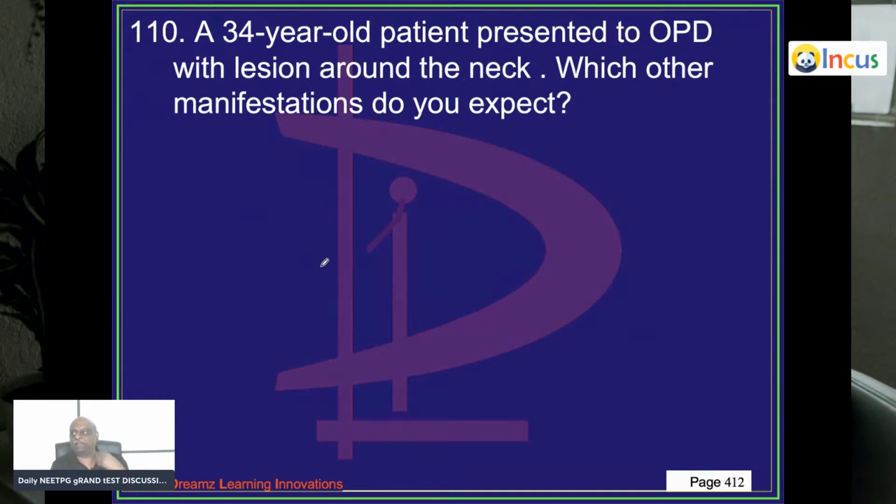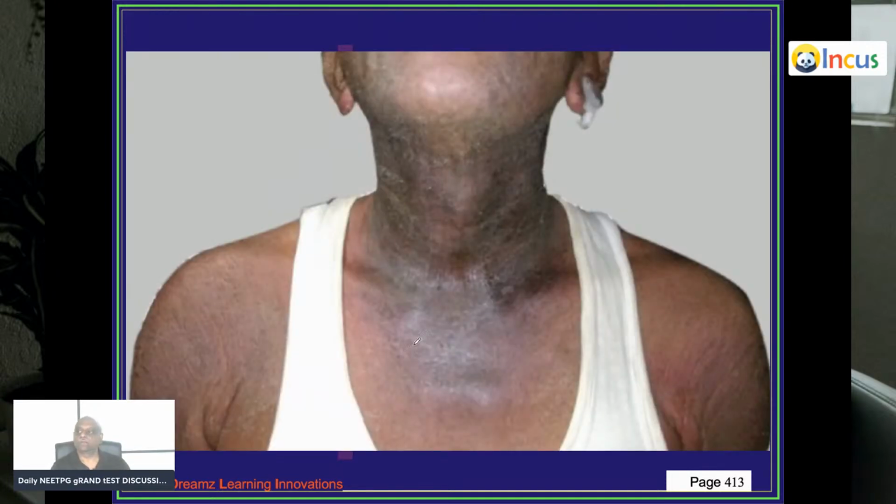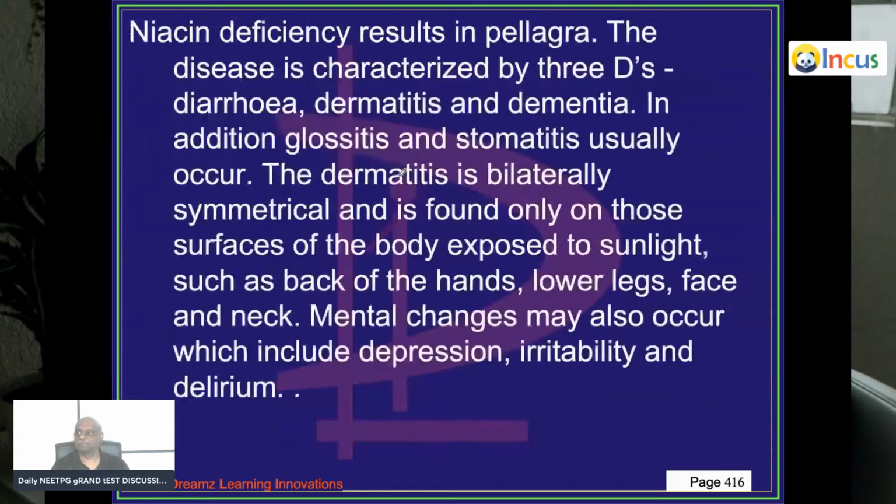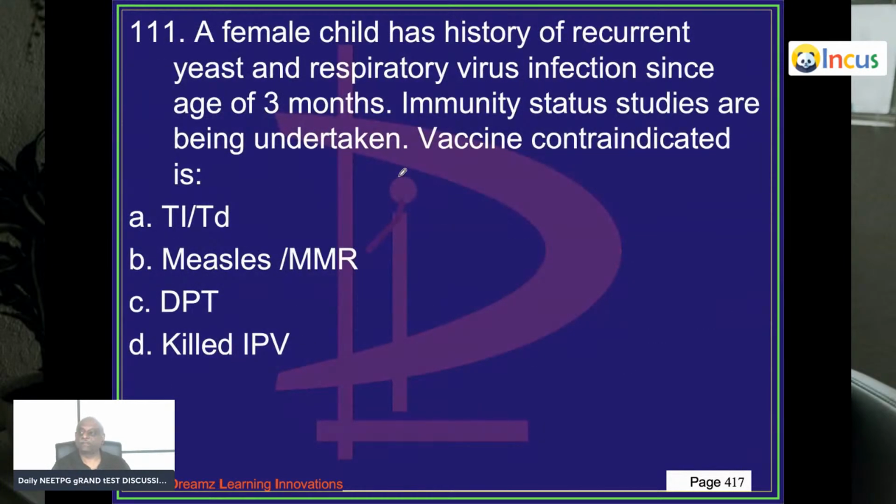34-year-old comes to OPD with a lesion around the neck. So this is pellagra. Casal's necklace. A female child has history of recurrent yeast and respiratory virus infection since the age of 3 months. Which vaccine is contraindicated? Which is live attenuated vaccine? In this, the only live is MMR. Rubella.